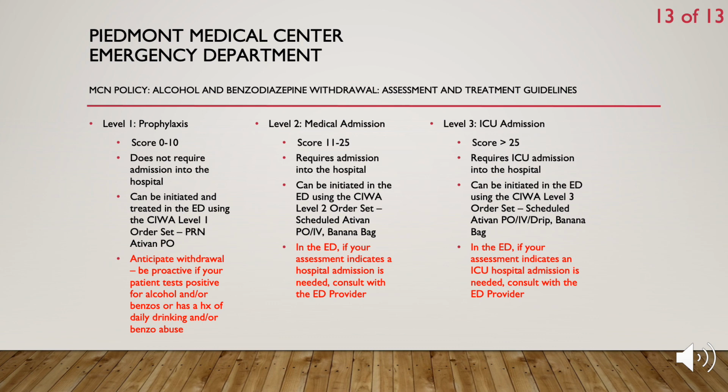Finally, Piedmont Medical Center's alcohol and benzodiazepine withdrawal assessment and treatment guidelines policy is located in the MCN policy database. Per policy, each level of CIWA severity has its own treatment order set. Level 1 is prophylaxis for scores 0 to 10. Level 2 is medical admission for scores 11 to 25. And Level 3 is ICU admission for scores greater than 25. Each of these order sets can be initiated in the ED.